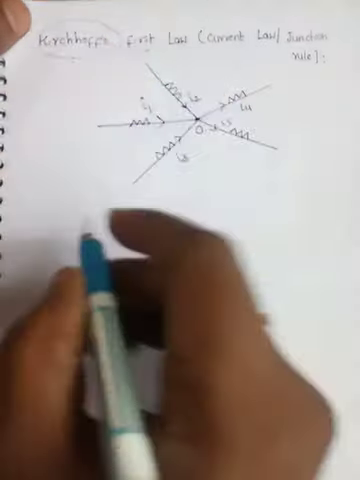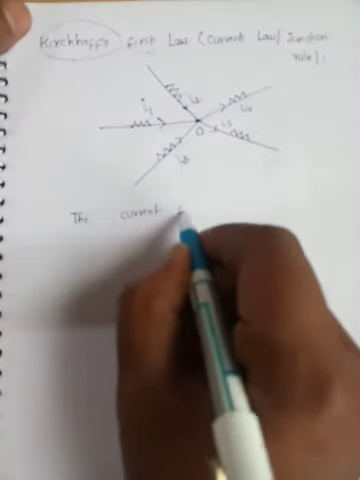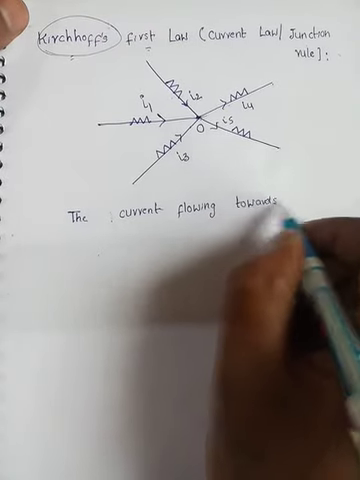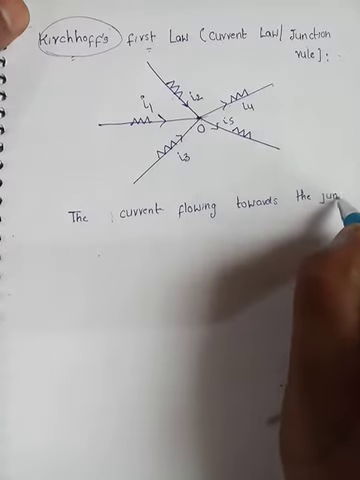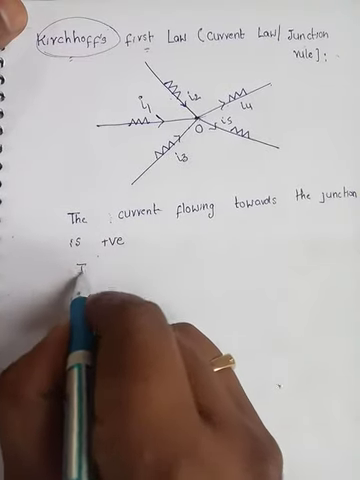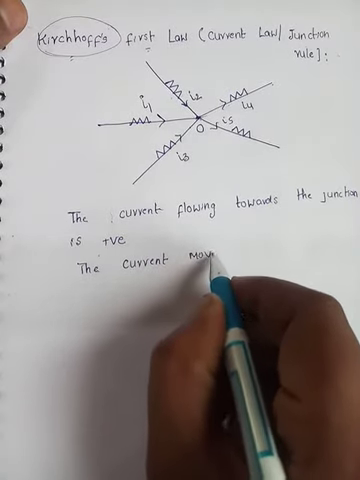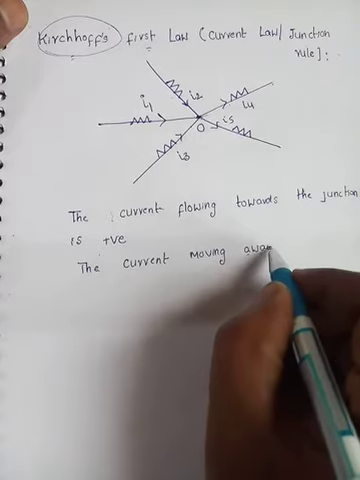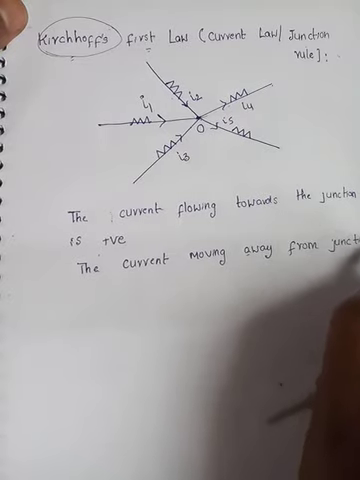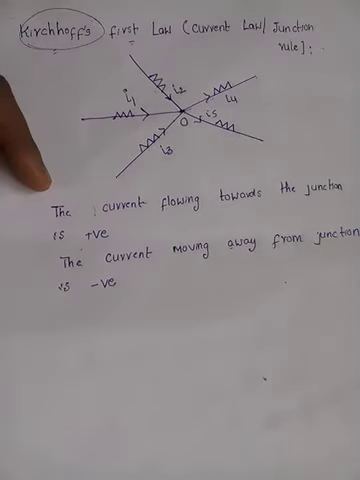According to Kirchhoff, the current flowing towards the junction is positive and the current moving away from the junction is taken as negative. Now let us apply this condition here.